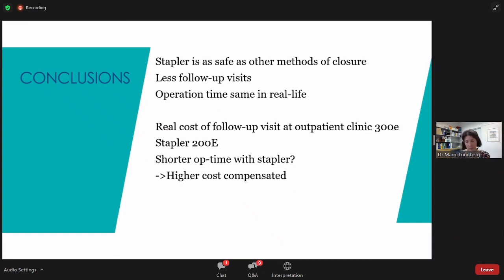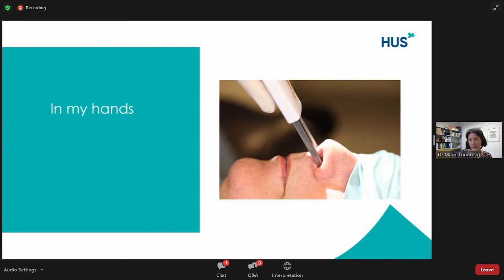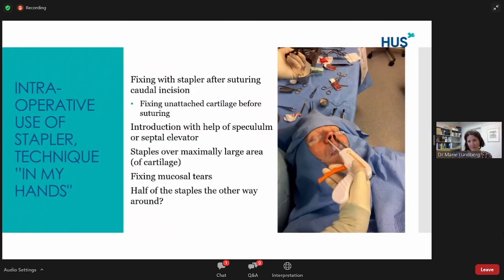Then a few words about how I use it in my hands. This is completely unscientific. I usually suture the caudal incision first with something bioresorbable. And then after that, I fix the cartilage. In the middle, I fix the mucosa to the cartilage. Sometimes if I have taken out a big piece of cartilage, I might staple it first and then check that it's in the right position. And then after that, suture.